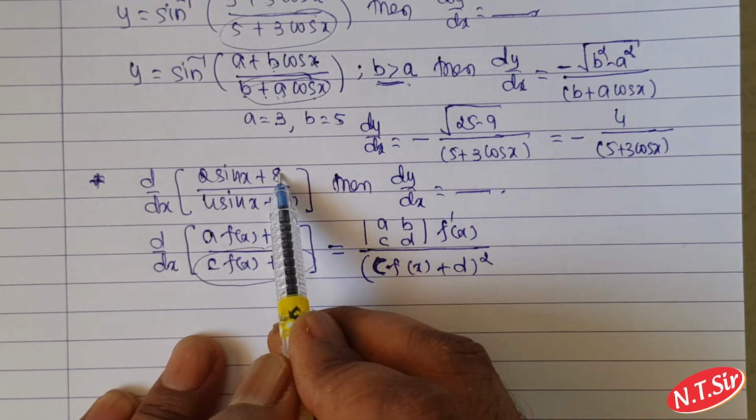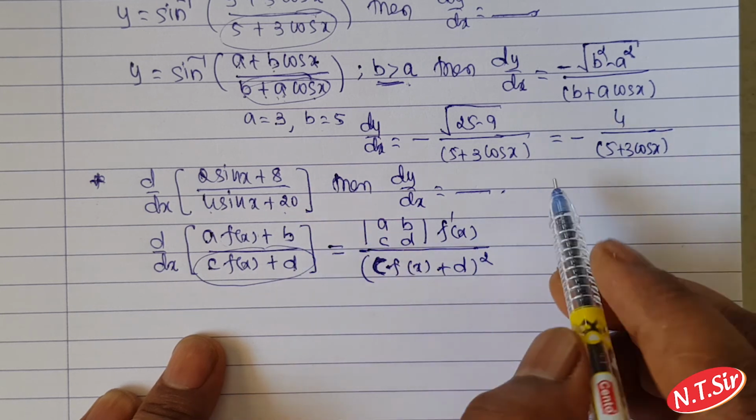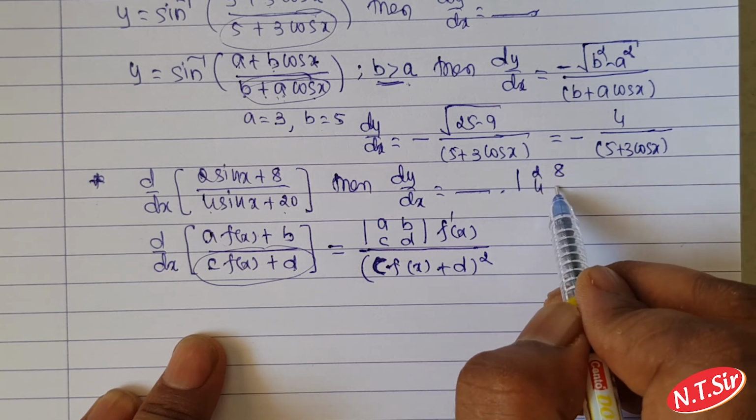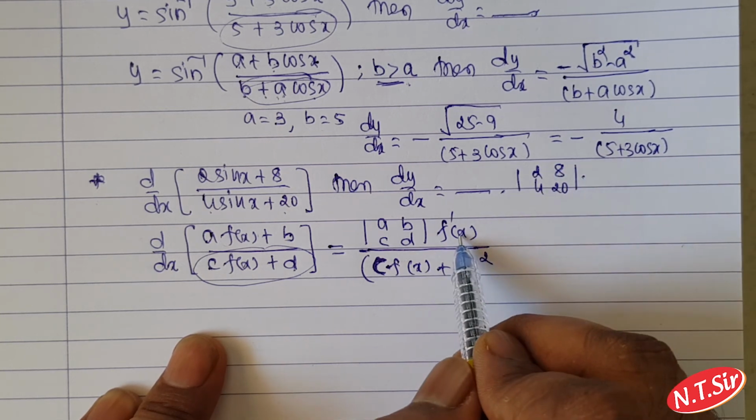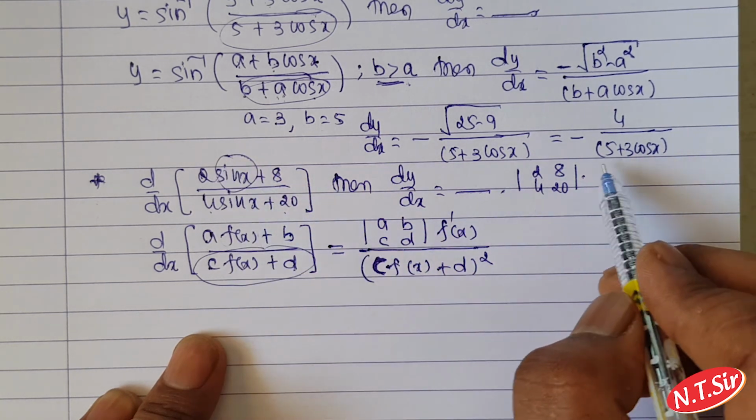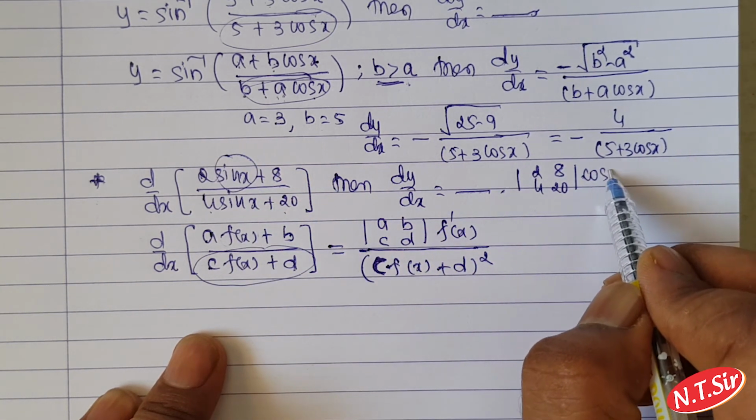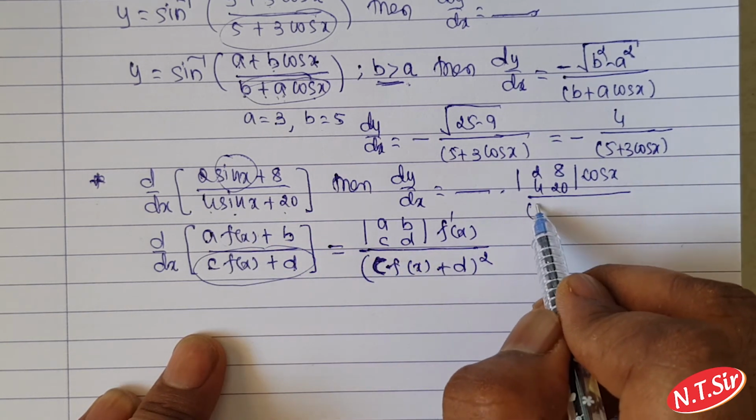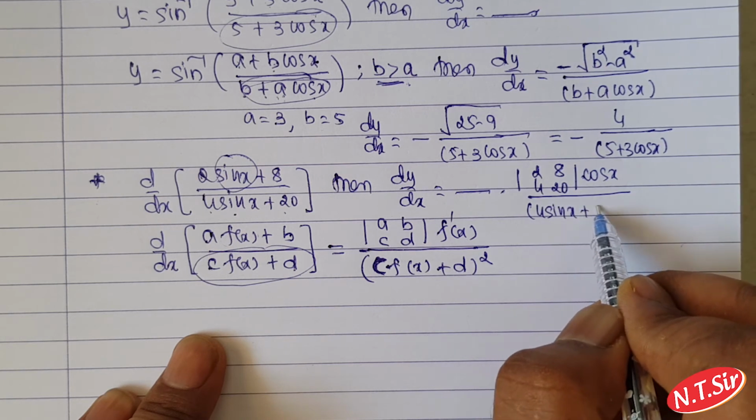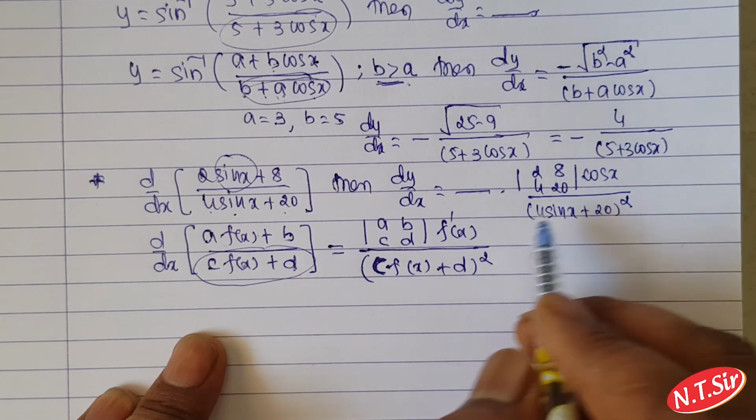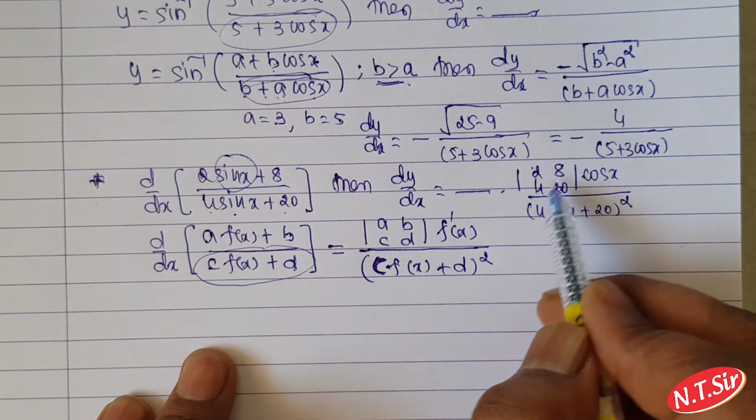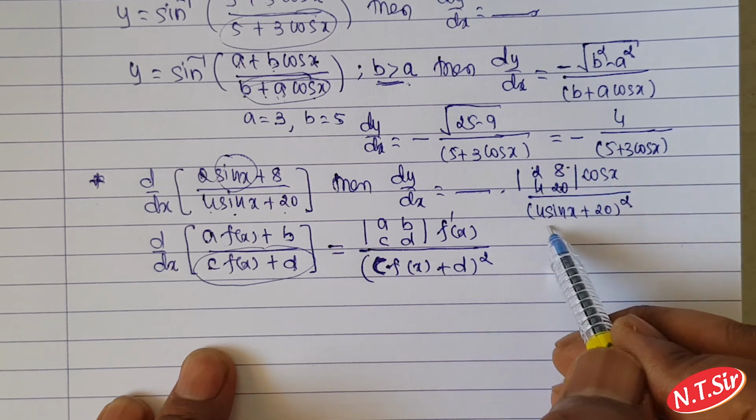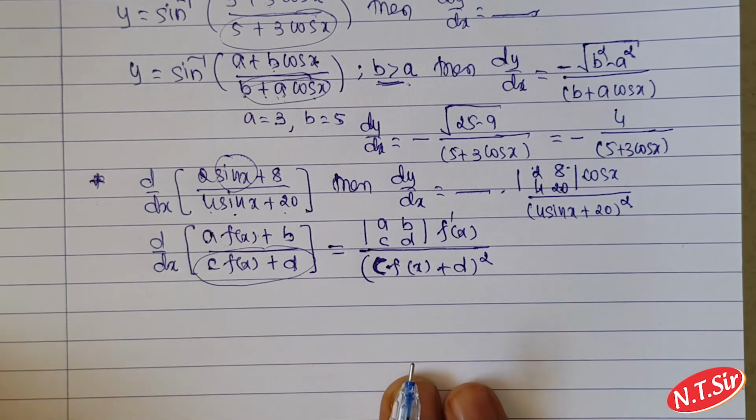So now our answer here: determinant of 2, 8, 4, 20 into f dash x. f(x) is sin x, so f dash x is cos x, whole upon denominator whole square, that is (4 sin x plus 20) whole square. So what is your answer? 40 minus 32, so (40 minus 32) cos x upon (4 sin x plus 20) whole square.